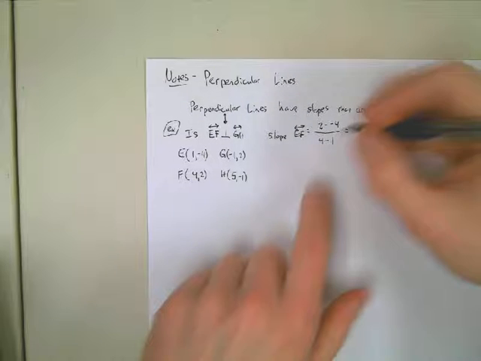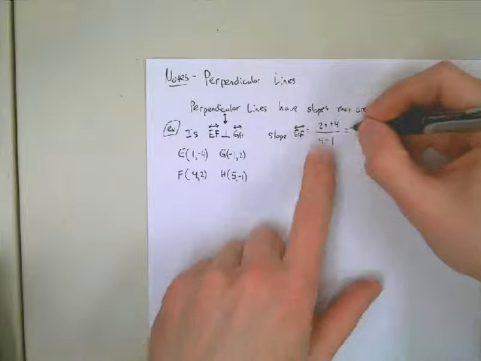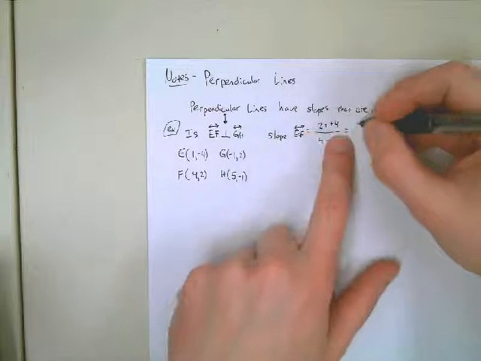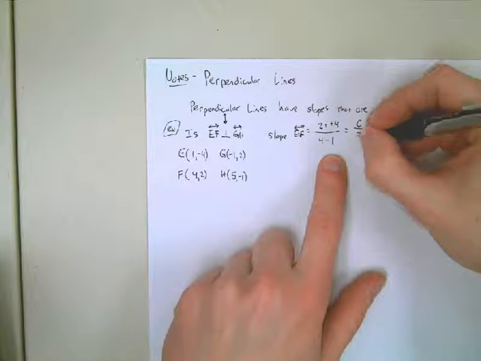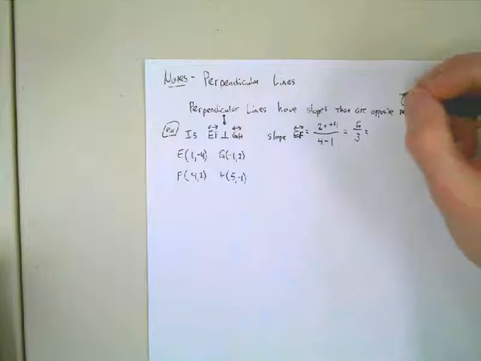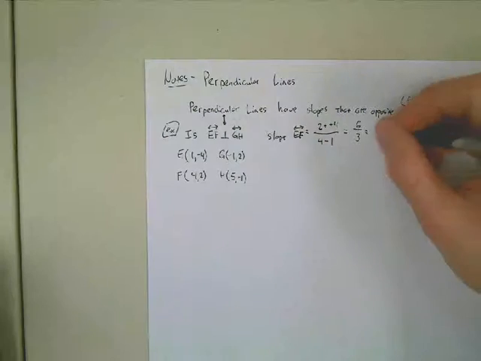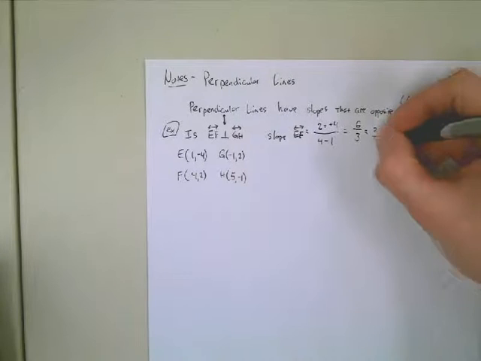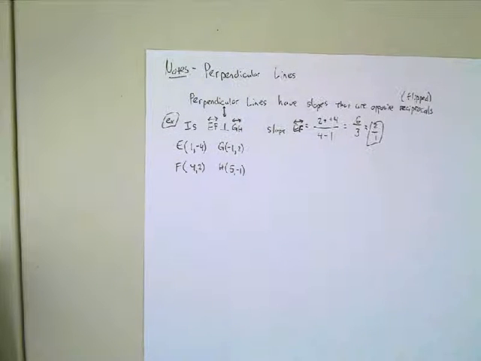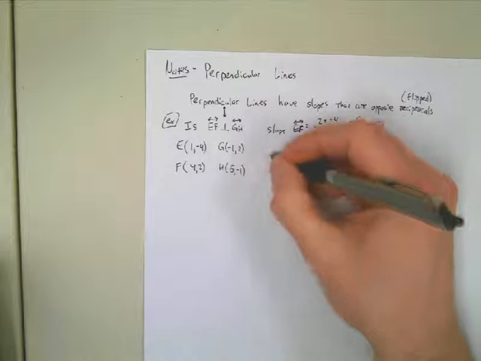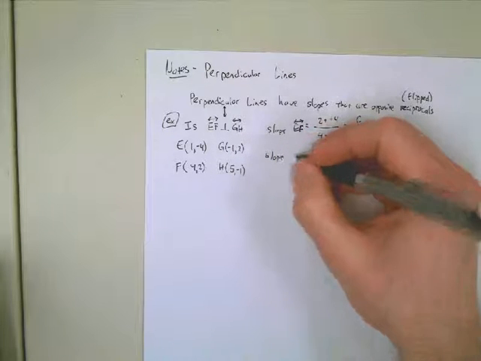All right, so 2 minus negative 4, we can change that to 2 plus 4, so it becomes 6. 4 minus 1 is 3. And Debbie, does that simplify anymore? What does it become? 2 over 1. Yep. 2 over 1. Good. All right, let's try another one. Let's do the slope of the next line here. Let's do the slope of line GH.